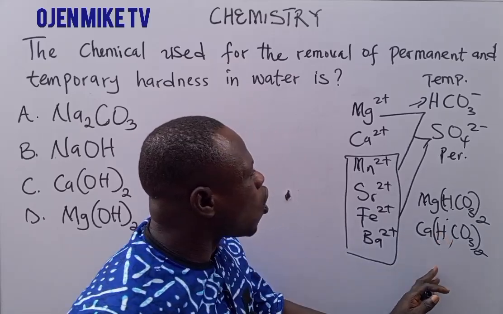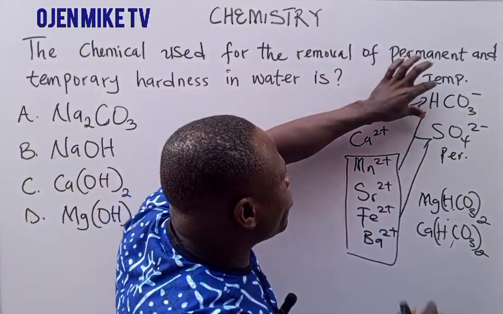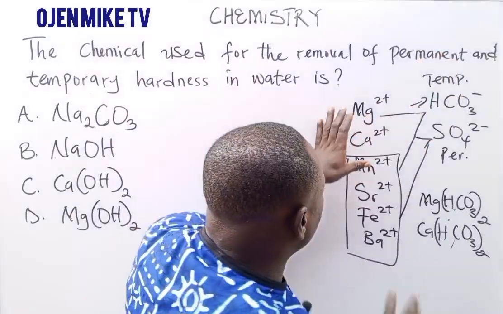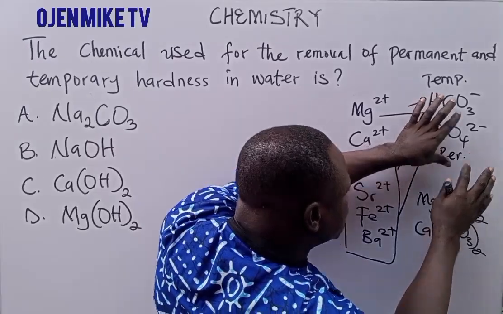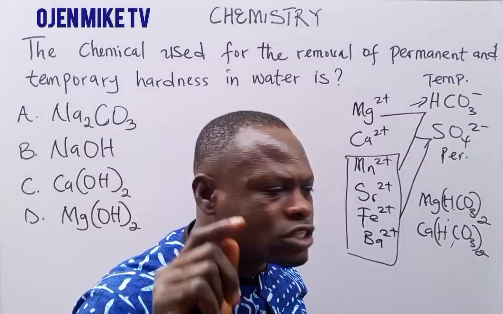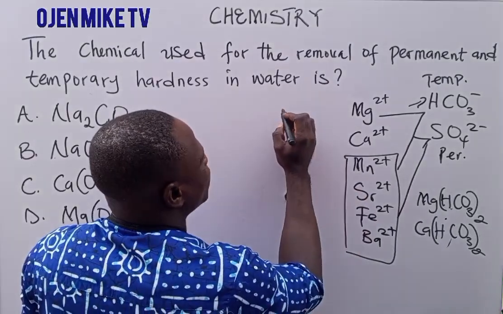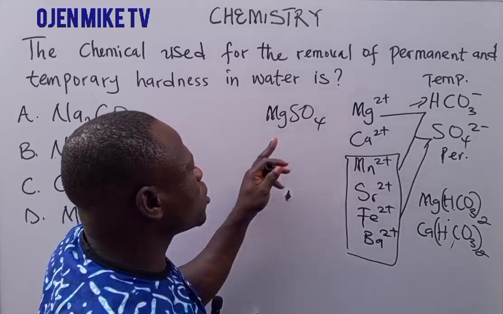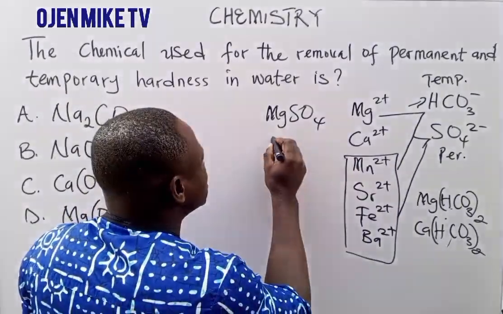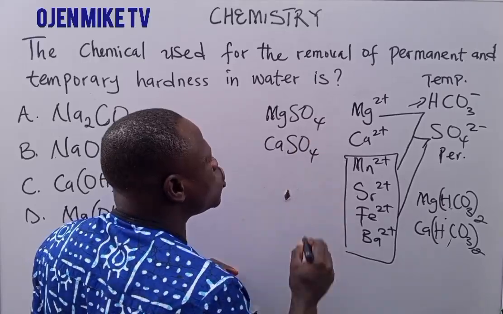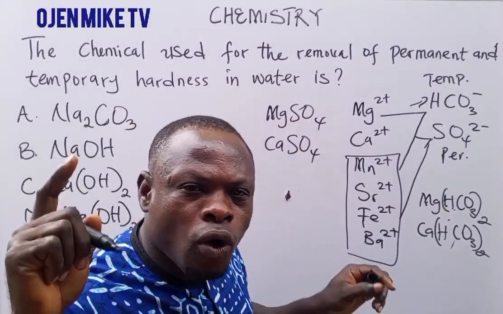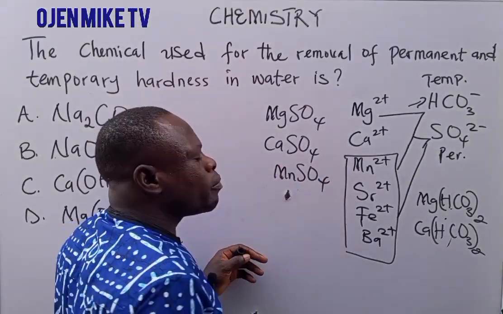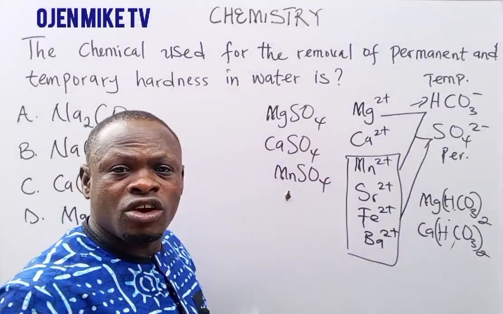Do you understand? So by the time you see all these combining with bicarbonate, they form temporary hardness of water. When all these now combine with sulfate, they form what? Permanent hardness of water. For example, MgSO4 is what? Permanent hardness of water. CaSO4 is what? Permanent hardness of water. We have MnSO4, permanent, but this one is mostly very rare.